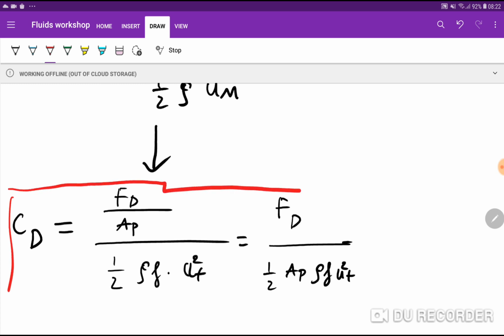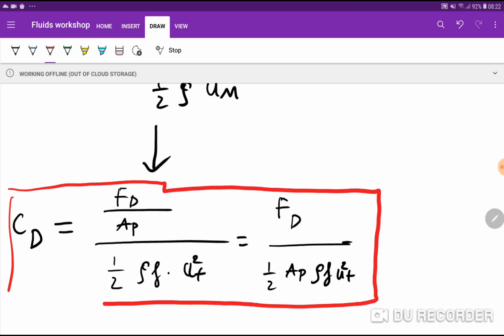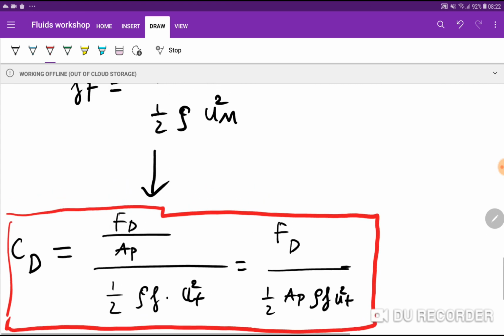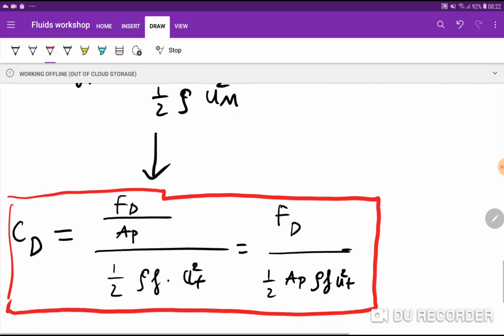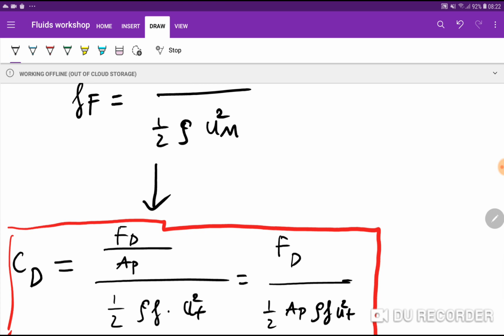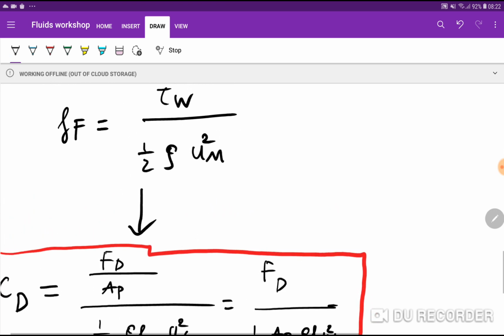They just changed a bit. You see, it's very similar to the Fanning friction factor we have. They introduced the drag force. That's pretty much it. And what about the Reynolds number?